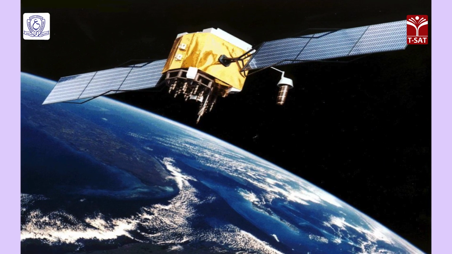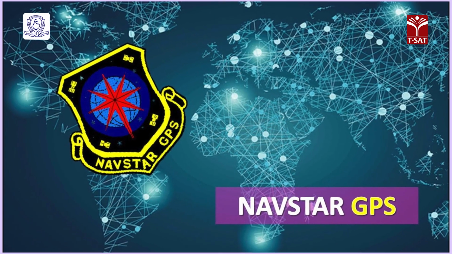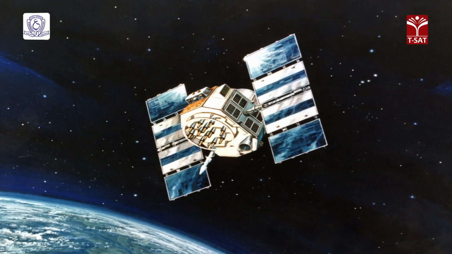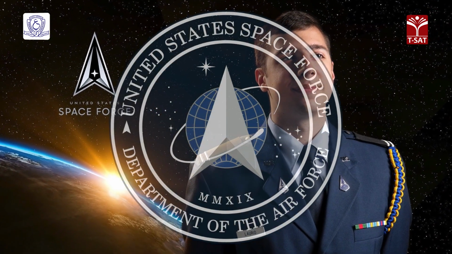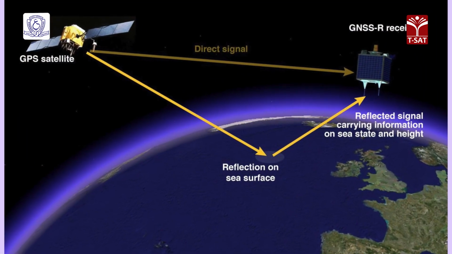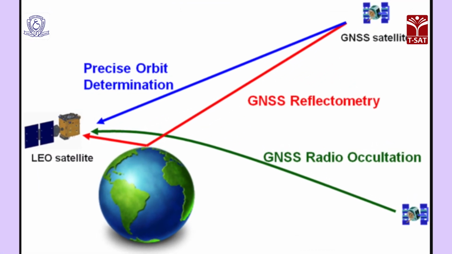The Global Positioning System, GPS, originally called Navstar GPS, is a satellite-based radio navigation system owned by the United States government and operated by the United States Space Force. It is one of the global navigation satellite systems that provides geolocation and time information to a GPS receiver anywhere on or near the Earth where there is an unobstructed line of sight to 4 or more GPS satellites. Obstacles such as mountains and buildings block the relatively weak GPS signals.